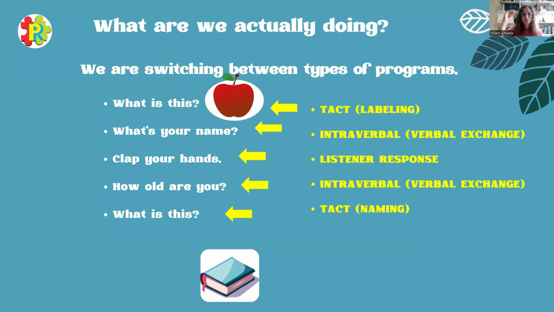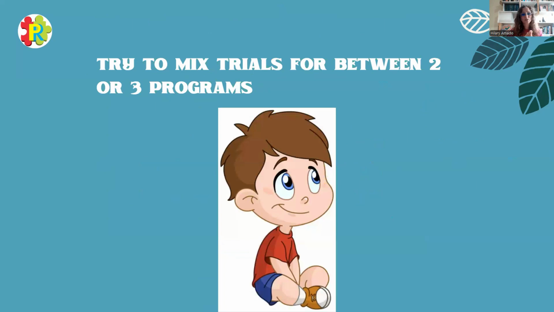What's happening here is that we did not do a block of just tact, tact, tact, tact, tact. We switched between different programs. So what's this? We had a tact. What's your name? We had an intraverbal, so we had a verbal exchange here. Clap your hands. We did a listener response trial here. How old are you? We went to an intraverbal, and what's this? We went to a tact. Basically, a best practice would be to try to mix trials between 2 or 3 different programs.